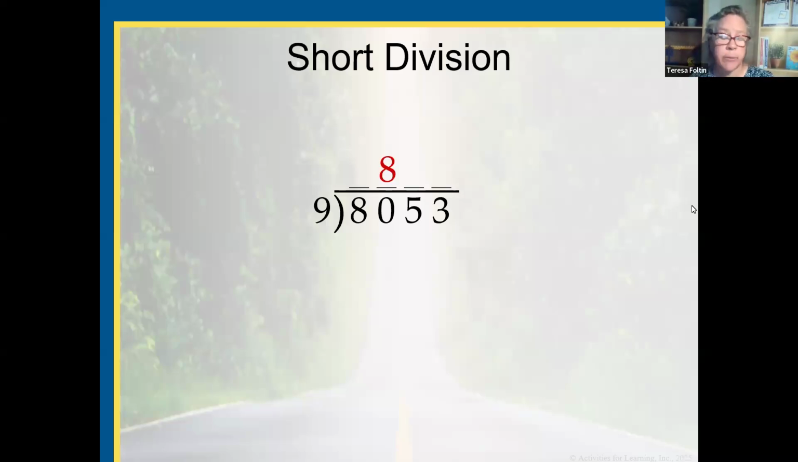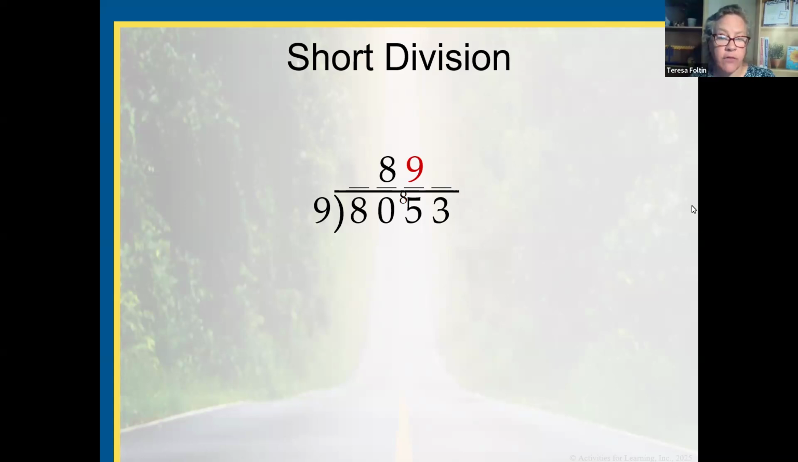All right, so the first step is I'm going to look at the 8,000 and say, okay, how many times does 9 go into 8? Well, it doesn't. So how many times does 9 go into 80? It goes in 8 times, and I'll write the 8 above that 0 in the hundreds spot. Now, since 8 times 9 is 72, there is a remainder of 8. Right? So 80 minus 72 is 8, and I'm going to write that little 8 next to the 5.